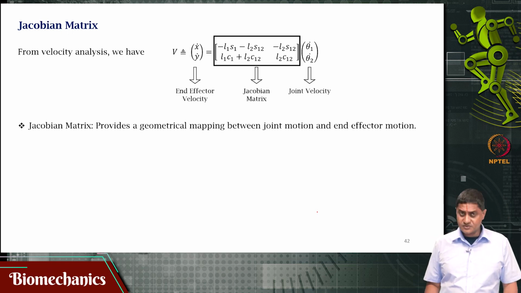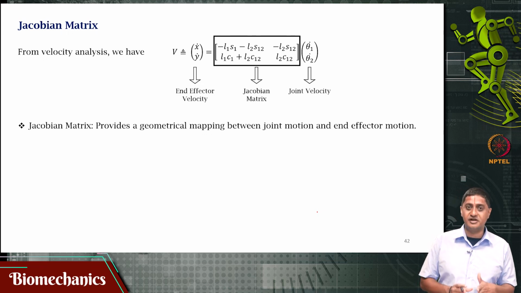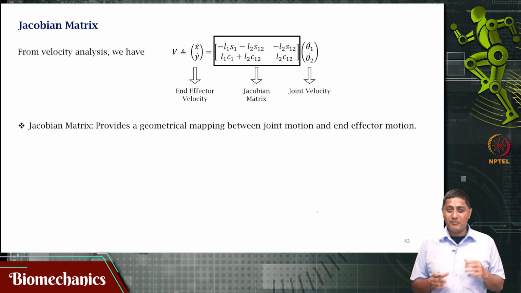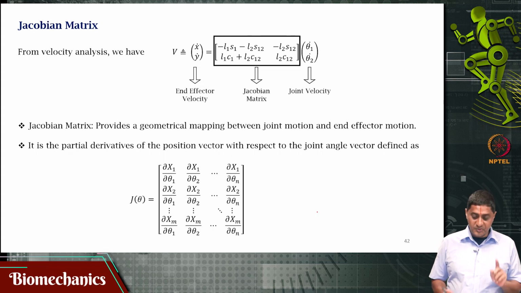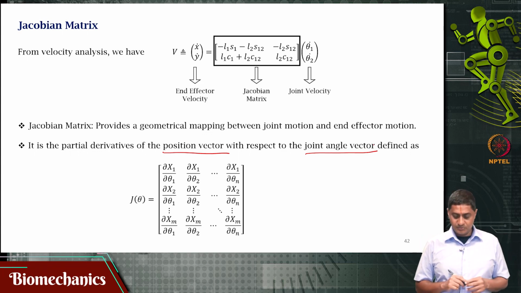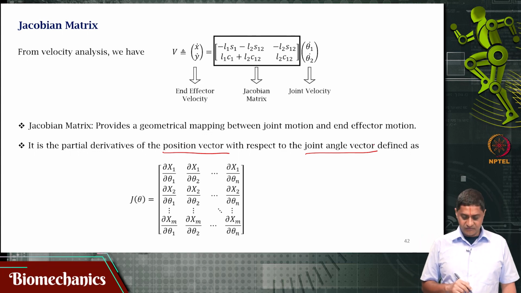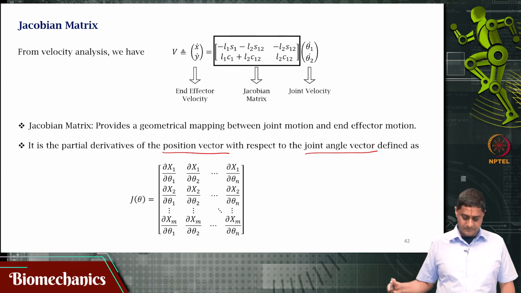So this Jacobian is a geometrical mapping matrix between joint motion, which is theta 1 dot, theta 2 dot, and effector motion, which is x dot, y dot, right. So it provides a mapping, it is a mapping matrix. So this is the partial derivative of the position vector with respect to the joint angle vector. There are two vectors, right, position vector and the joint angle vector, defined as dou x1 by dou theta 1. So that is dependent on theta 1, and then the next column will have dou x1 by dou theta 2 and so on and so forth until theta n, right.